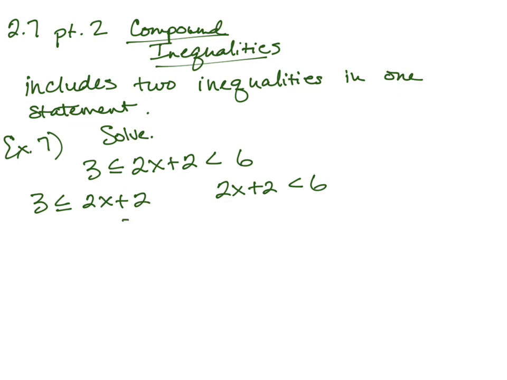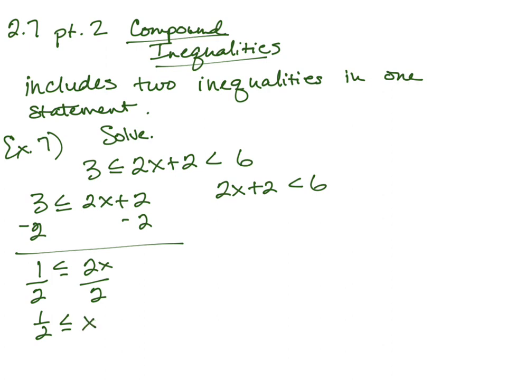Move the 2. So 1 is less than or equal to 2x, and then what? Oh wait, no. I was thinking of it wrong. We're good. Divide by 2. So I've got half is less than or equal to x, and then that little voice that you hear inside your head, that's Arminta yelling at you. What are you seeing right here? Flip it. We need to flip it. We need our letters on the left side.